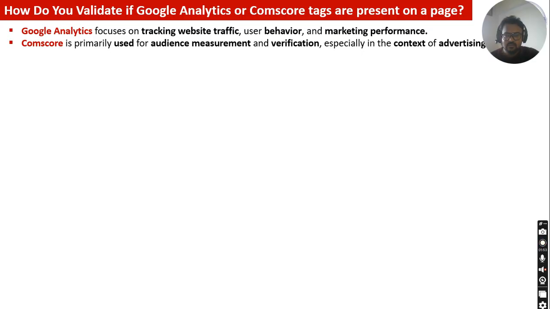Comscore is primarily used for audience measurement and verification, and it's especially used in the context of advertisement. It will see what kind of audience you have. Like when boosting a post or boosting your videos on YouTube or Facebook, they ask you to choose your audience, like the gender and the age preference and all those things. Those kinds of things happen over here. So these are the two tags. Nowadays, most companies' websites have these kinds of tags, so let's see how you can validate them.